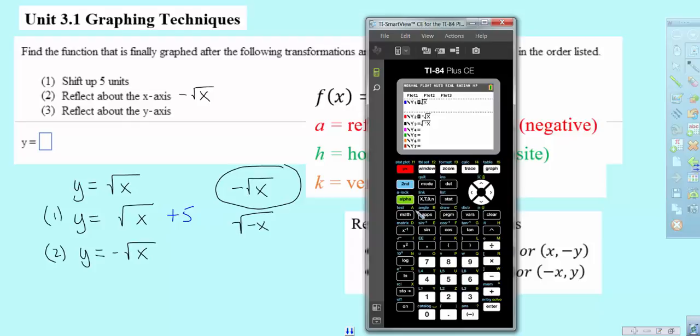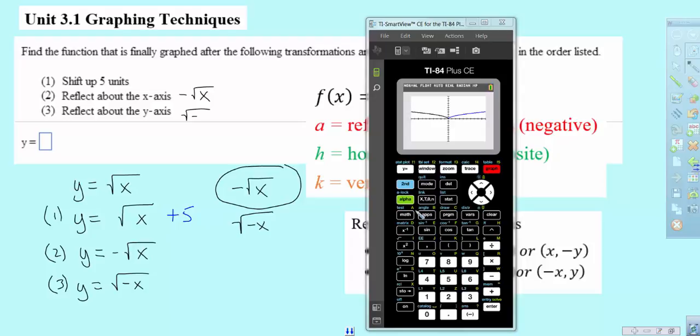Alright, so that means for number 3, y is equal to the square root of negative x. So we come back to our y equals. If you notice, I'm arrowing on top of the equal sign. I can press enter and turn it off, and then I can press enter and turn it on. So you can see I have the two turned on that I want to compare. I hit graph. There's my parent function, and then there is my square root of negative x, which is clearly a reflection over the y-axis.